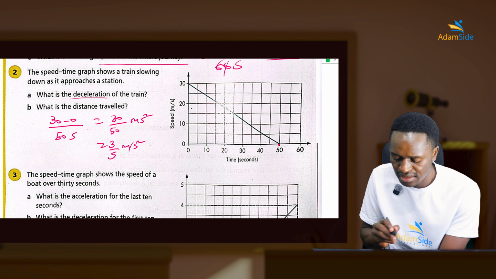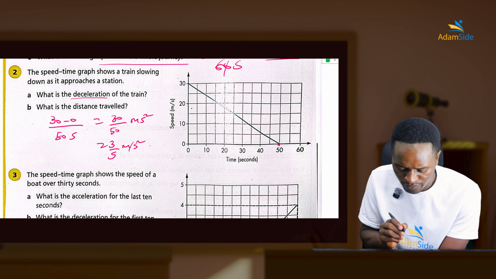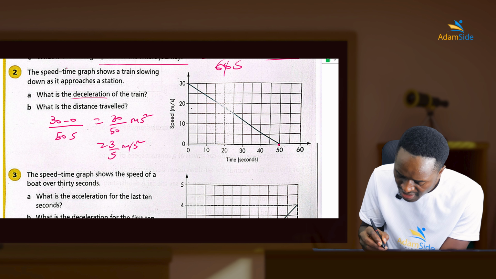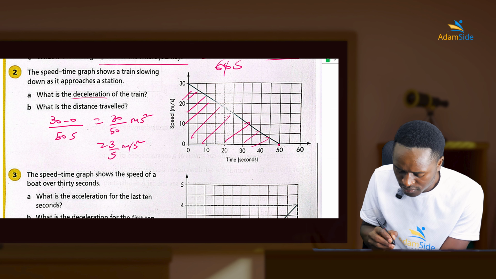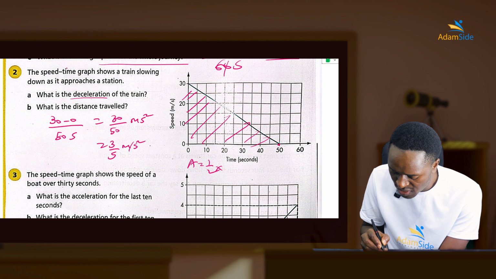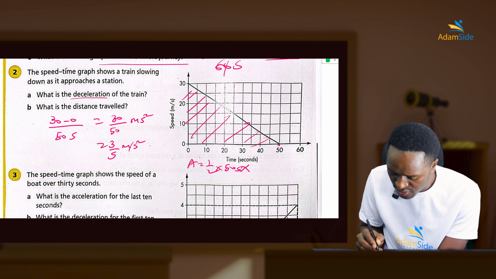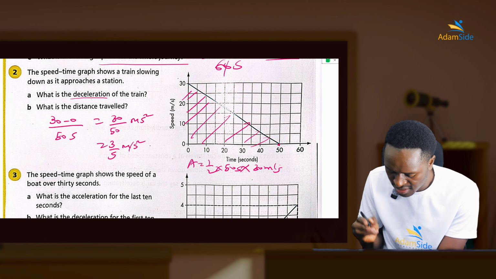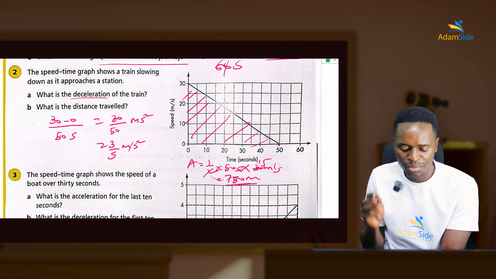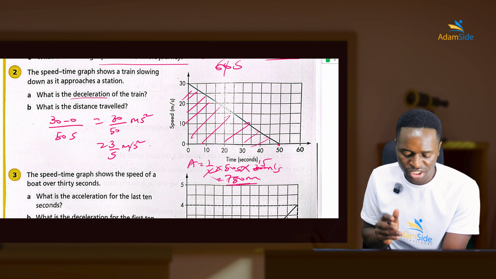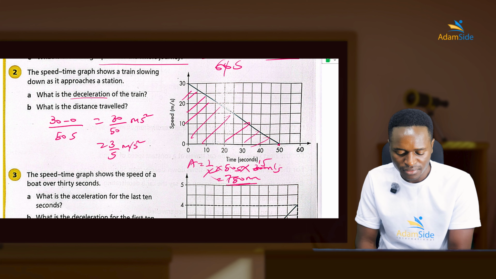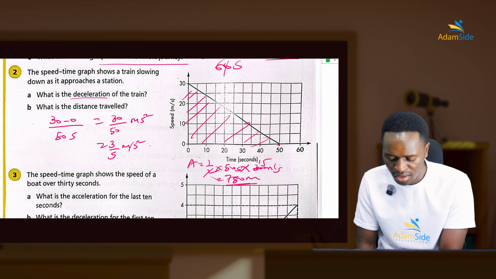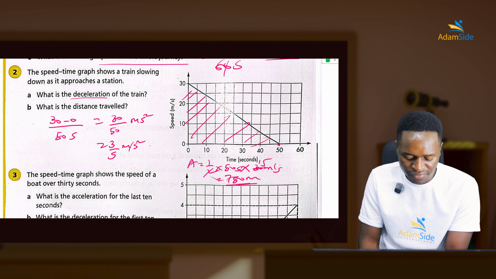What is the distance traveled? The distance traveled is equal to the area under the curve. The area here is a triangle. Area is a half times base, which is 50 seconds, times the height, which is 30 meters per second, the highest speed. Half of 30 is 15, then you multiply, you get 750 meters. This is the distance traveled by the train.